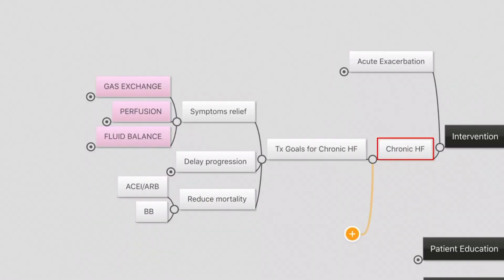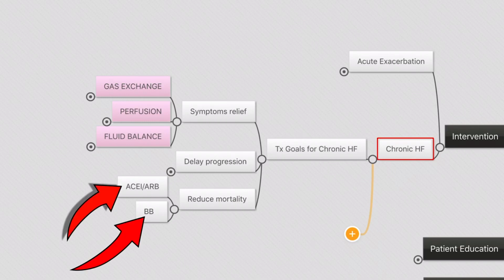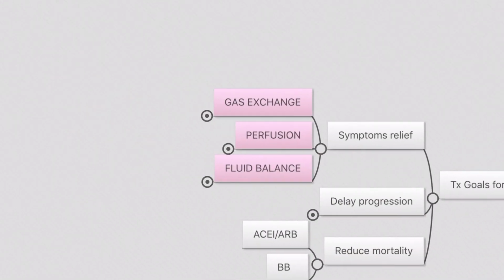Okay, so now we're going to go over the chronic heart failure interventions. Treatment goals for chronic heart failure will be symptom relief, delay of progression, and reduction in mortality. Now, there are two classes of medications that help to reduce mortality and morbidity: ACE inhibitors and ARBs. The other one will be beta blockers. Remember, I told you that in acute exacerbation of heart failure, you do not want to use beta blockers. But in chronic heart failure, you actually want to use beta blockers because that's going to help reduce mortality in these patients. Now we're going to focus on the symptom relief.